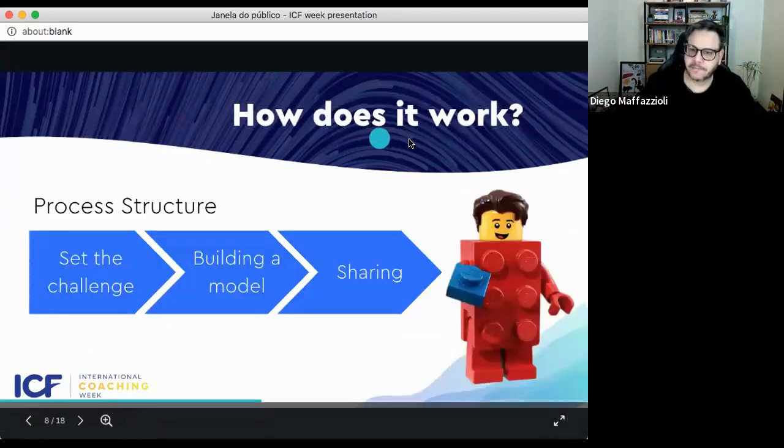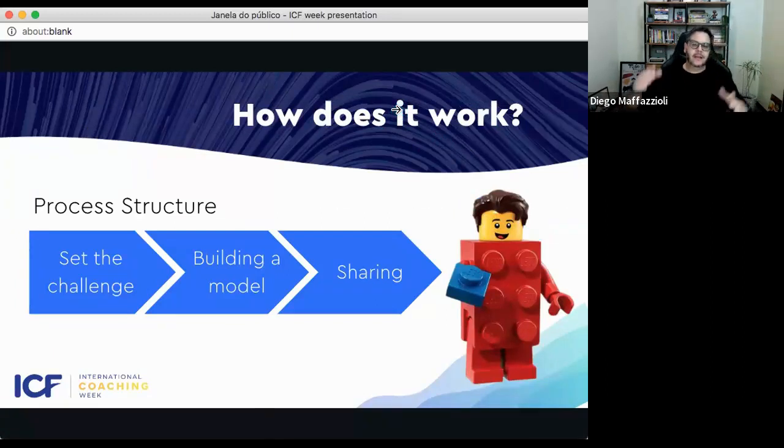Well, how does it work? Lego Serious Play has a process structure that is just 3 steps. As a facilitator or a coach, I will set the challenge. The first step is to set the challenge. The second one, we will ask the participants to build a model. And after some minutes, they will share about the model, answering my challenge. Okay? We will see this structure in practice soon, and it will be more clear for you.